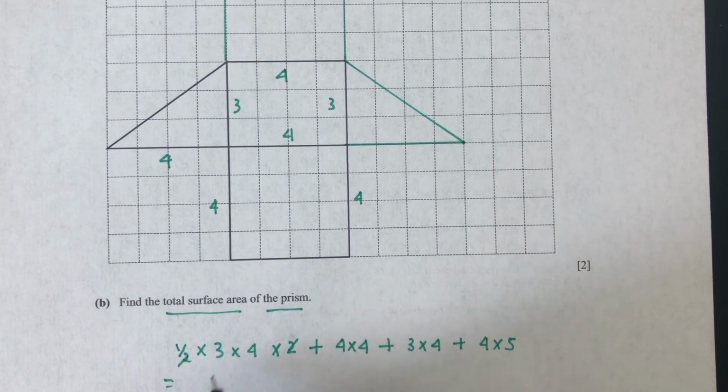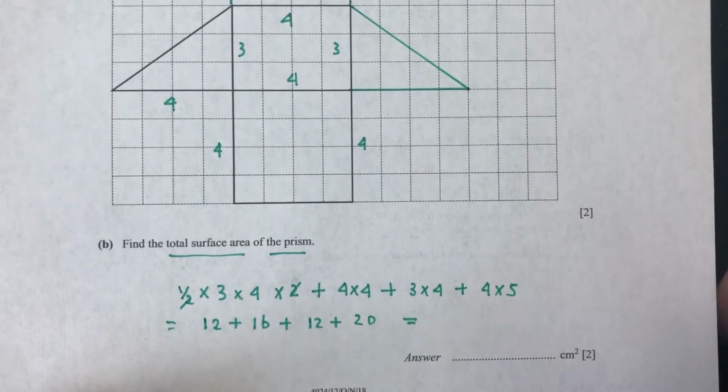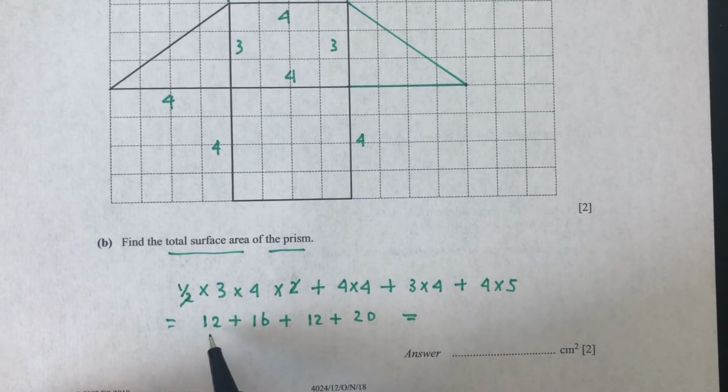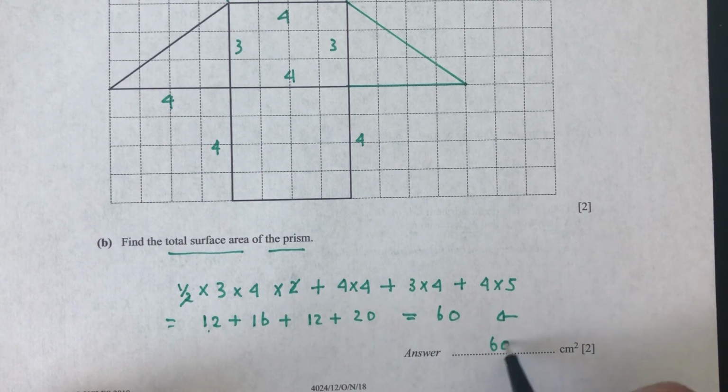So we have to simplify the equation. We have 3 times 4 is 12, plus 16, plus 12, plus 20. Let's do the math. 12 plus 12 is 24. 24 plus 16 is 40. 40 plus 20 will be 60. So your answer to part B will be 60 centimeters squared.